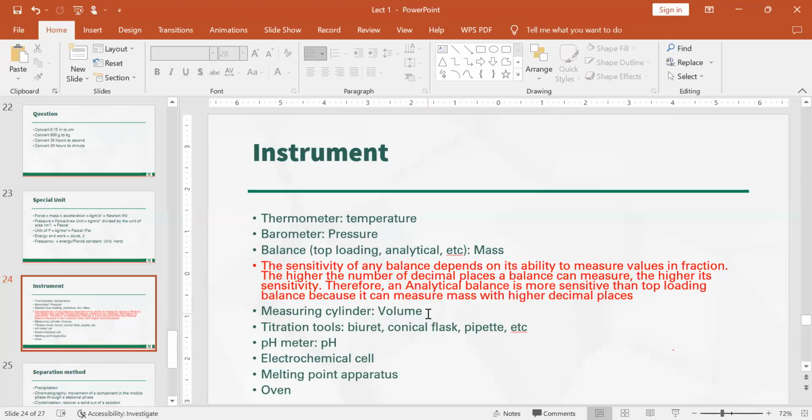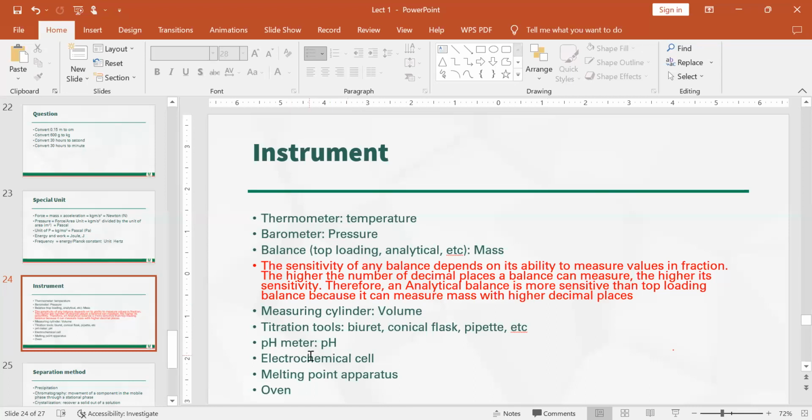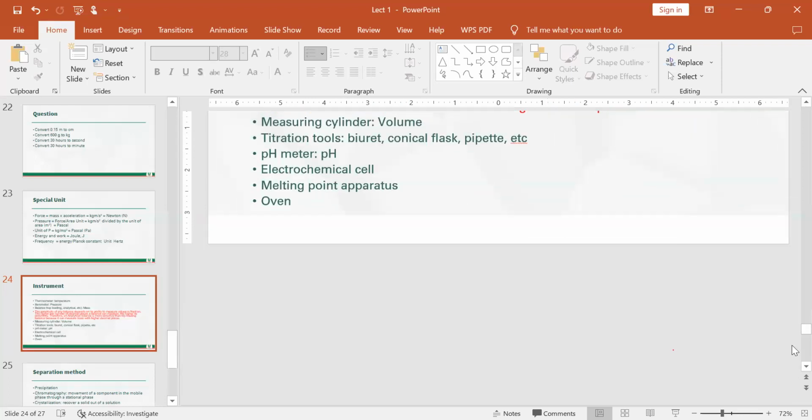So for measuring volume, we have the measuring cylinder. We have titration tools. What you use for titration is burette, conical flask, pipette, and the rest of them. You can have a pH meter for measuring pH. We have the electrochemical cell, the melting point apparatus, and the oven. You shall make use of these during your coming practicals.